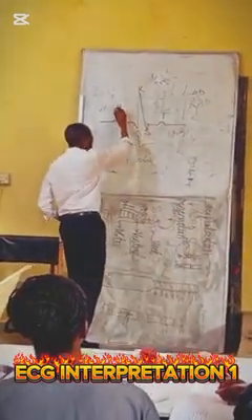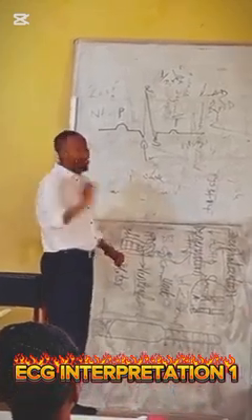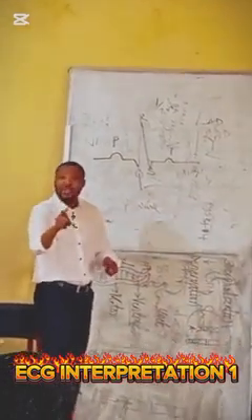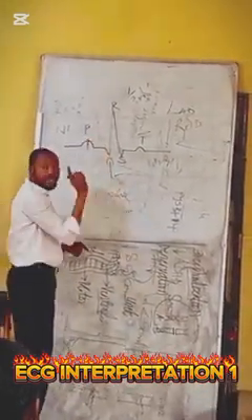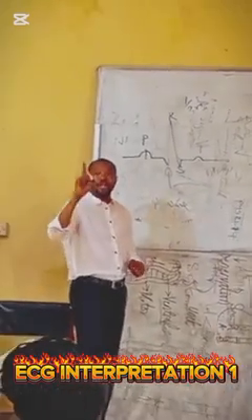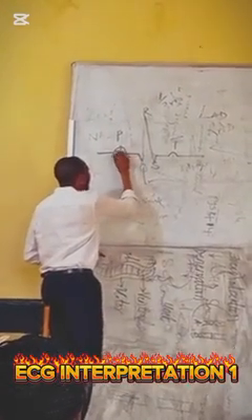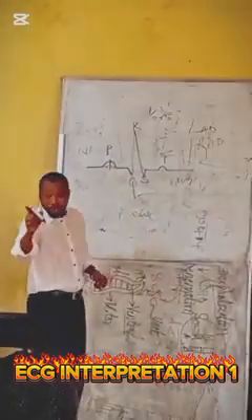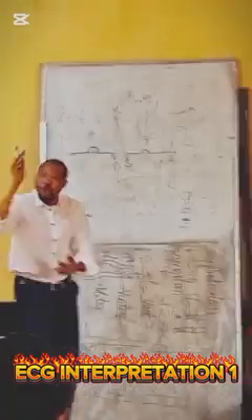From the P wave, you know, the P wave represents atrial depolarization. The height is looking at the right part of the atrium. The height represents the millivolts, the volts of the heart. And the width in the P wave represents the period, the time it takes for electrical activities to occur in the heart.